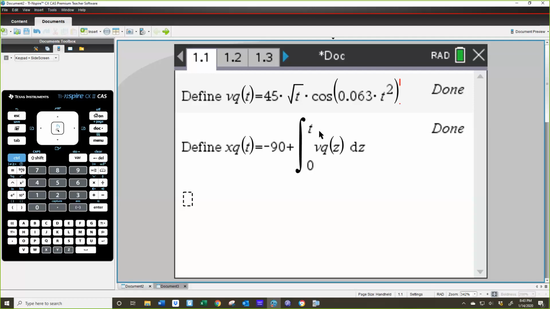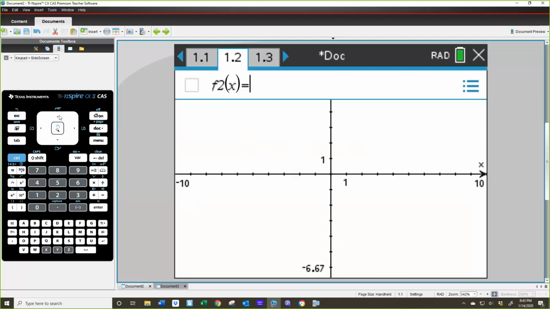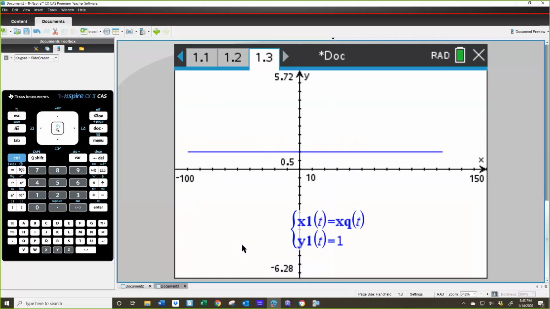But the really neat thing is now that it's defined, I can go to a window. I've actually graphed parametric equations. So I graphed x1 of t as that xq of t, and I know it's supposed to be moving on the x-axis, but sometimes it's really hard to see the particle motion on the x-axis. So I just moved it up to y equals 1. So I graphed the second equation as y1 of t equals 1. Now, remember the particle had positive velocity, so it's only going to move to the right.